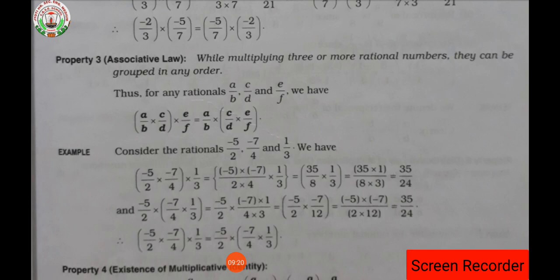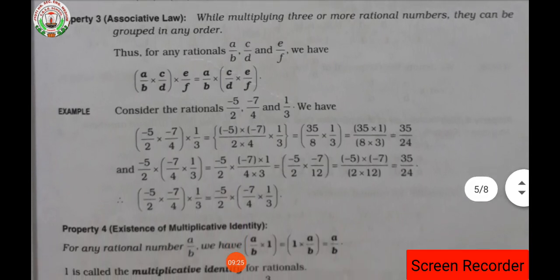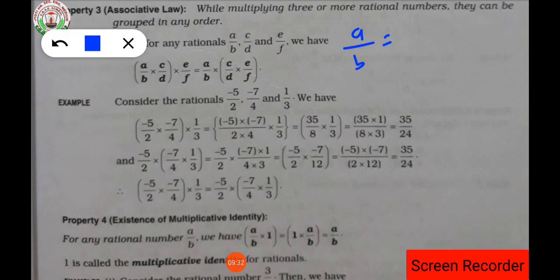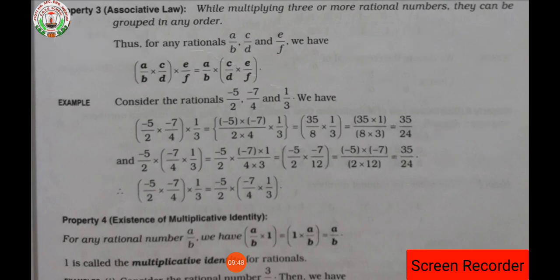Consider the rational numbers minus 5 by 2, minus 4 by 7, 1 by 3. Okay, so here we have considered the values of a by b as minus 5 by 7, c by d as minus 7 by 4, and e by f as 1 by 3. These are the values. We are going to substitute all these 3 values in this equation separately, in the left hand side as well as in the right hand side. So here we are going to see the calculations of it.